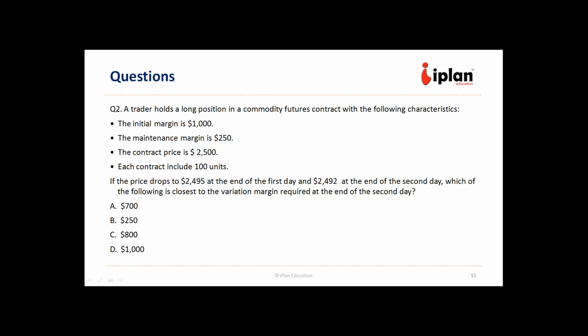So at this stage, we have a loss of $5. Lot size is 100 units, so $500 is loss, and your initial balance was $1,000. So $1,000 minus $500, so $500 left in your account.